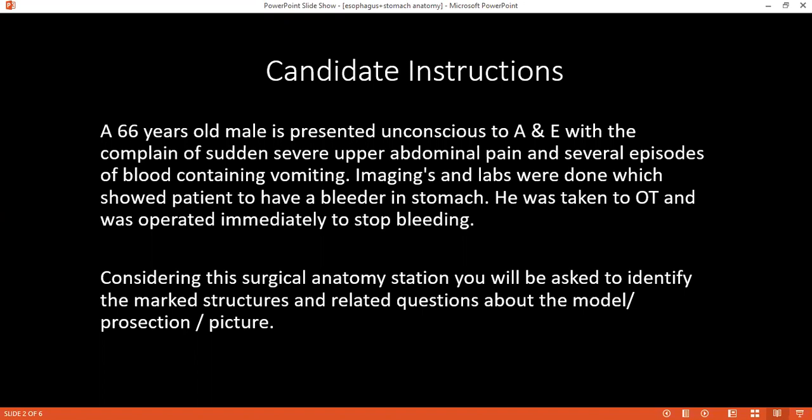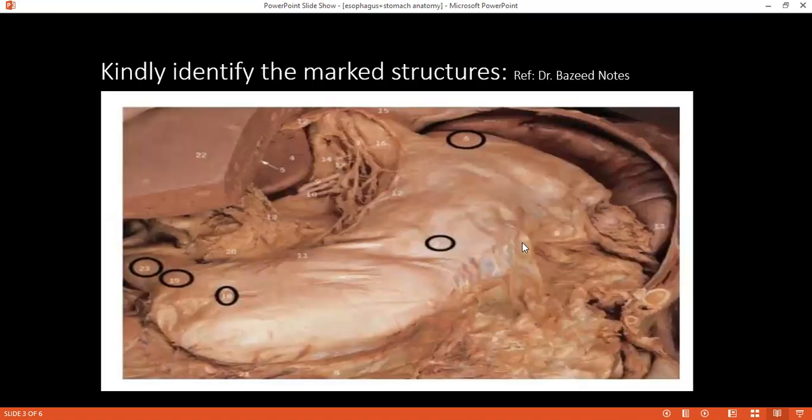Right, so if you have read and understood considering the surgical anatomy station, kindly tell me what organ are you looking at? The stomach. All right, can you tell me the parts of the stomach? The fundus, the body, the antrum, and the pylorus. Good. Can you please tell me what is the blood supply and the venous drainage of the stomach?